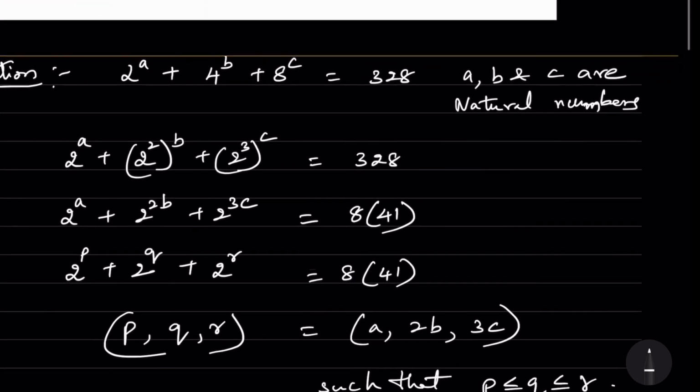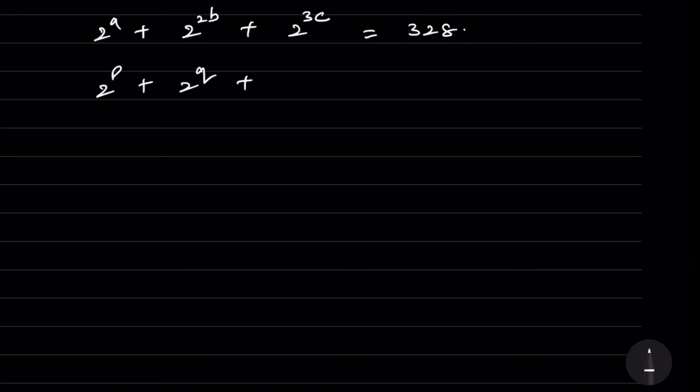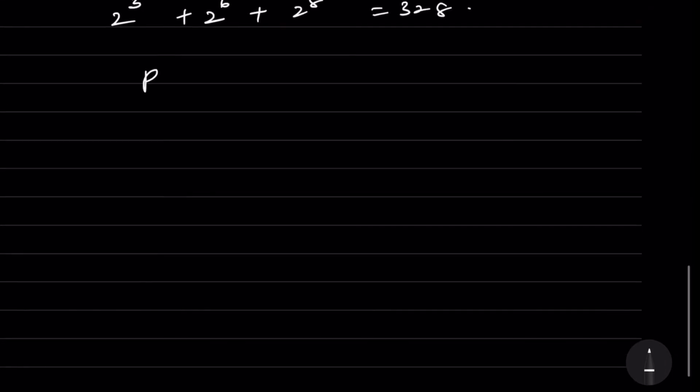So this can be written as 2 to the power of A plus 2 to the power of 2B plus 2 to the power of 3C is equal to 328 we are having. This is also written as 2 to the power of P plus 2 to the power of Q plus 2 to the power of R is equal to 328, or we got this as 2 to the power of 3 plus 2 to the power of 6 plus 2 to the power of 8 is equal to 328. So what are the combinations of this PQR we are going to get?